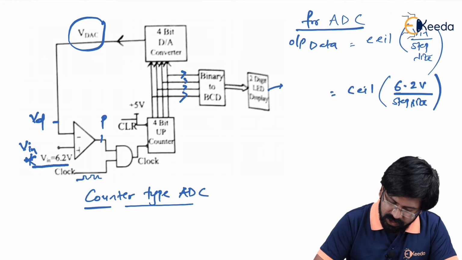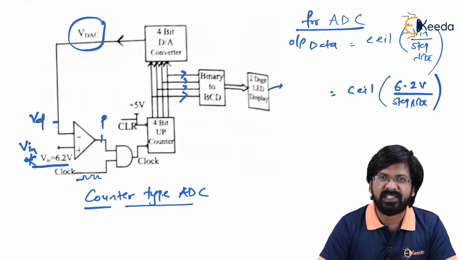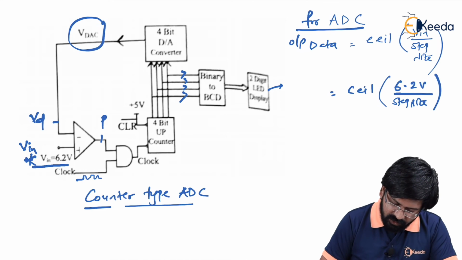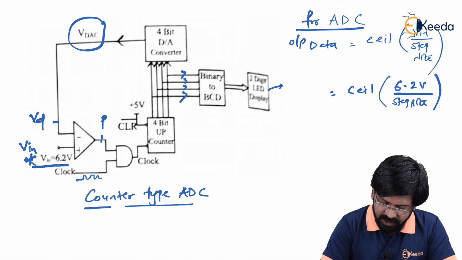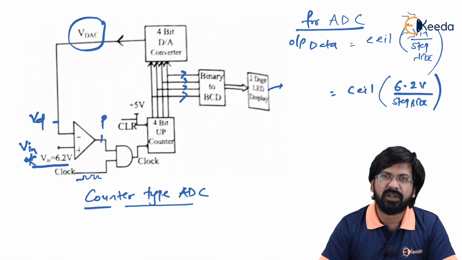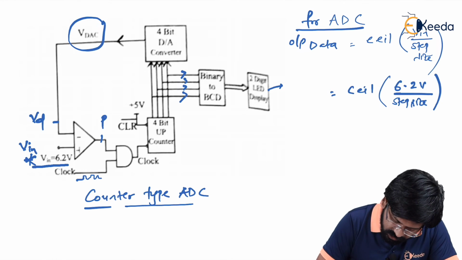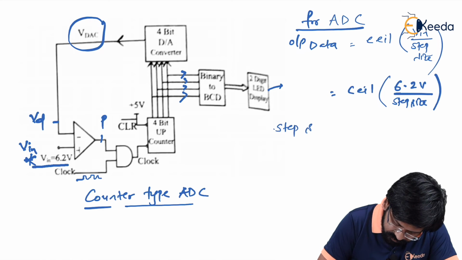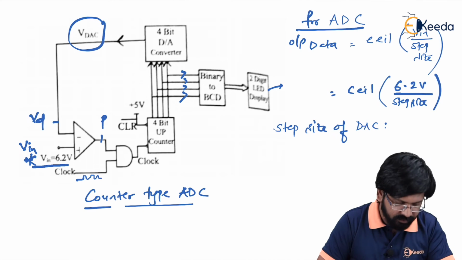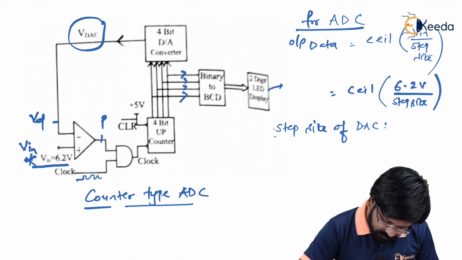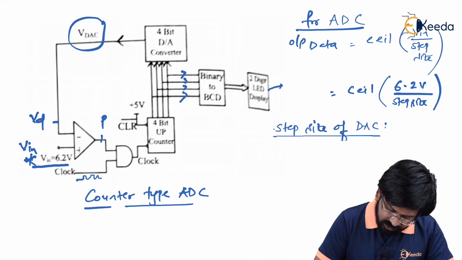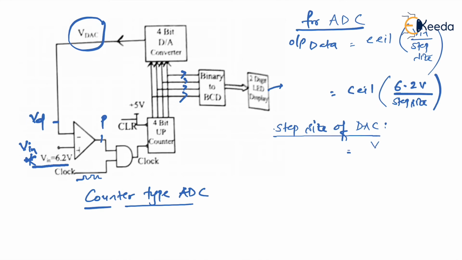So you know that step size you have to always calculate for the DAC. Is that right? So now let us calculate step size. If we are able to calculate step size, then in a single step we get the output. So let us try to calculate the step size of the DAC. So how do we get the step size of the DAC? The step size of the DAC is given as the full scale output voltage possible divided by 2 raised to n minus 1, where n is the size of the DAC.